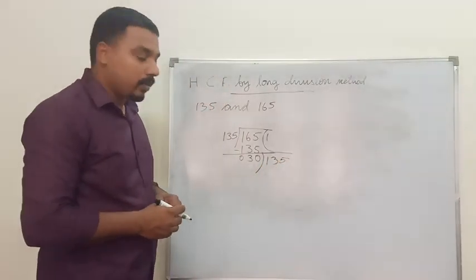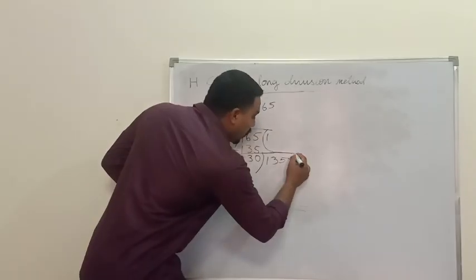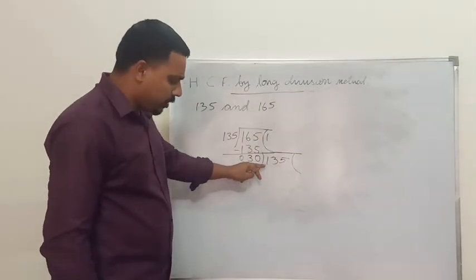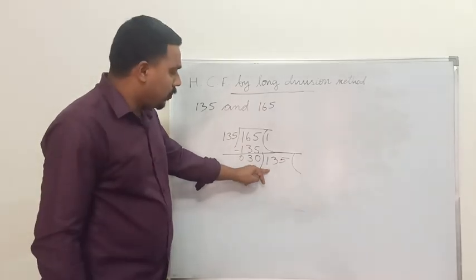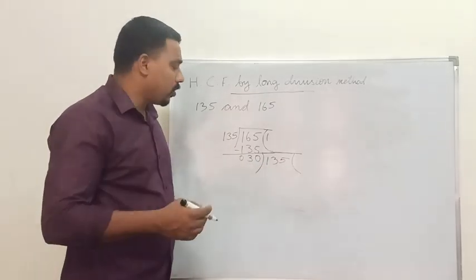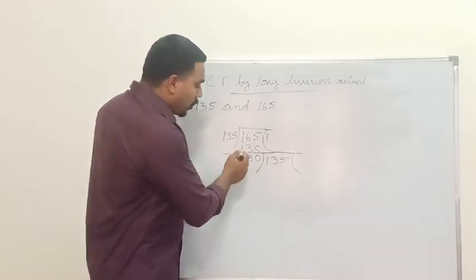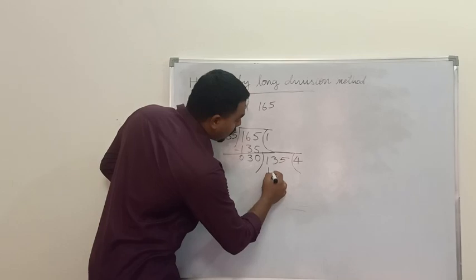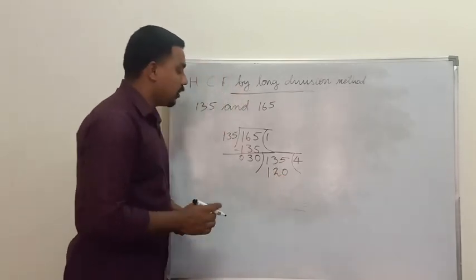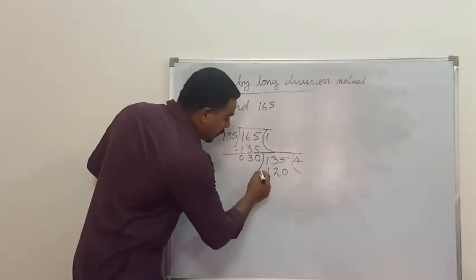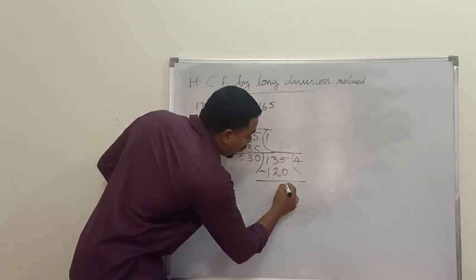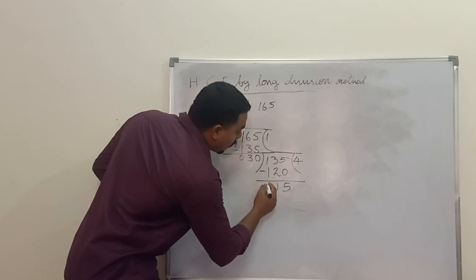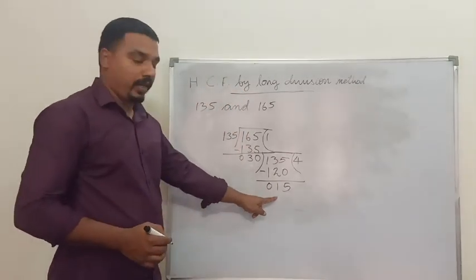Clear? Okay. Continue the process. Now 30 into how much is equal to 135, or near about 135? It will go 4 times. 30 into 4s are 120. Is it or not? Now subtract it. How much? 5. Then 3 minus 2 is equal to 1. Then 0. Here we have got 15.